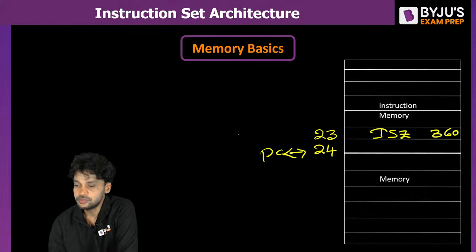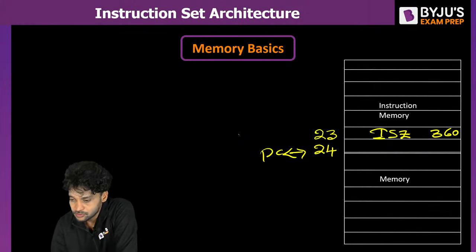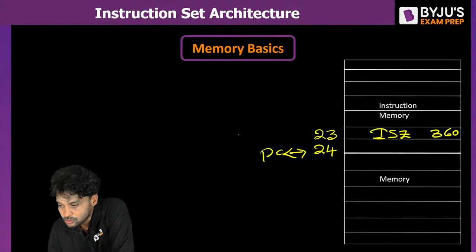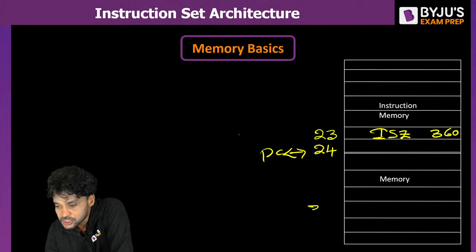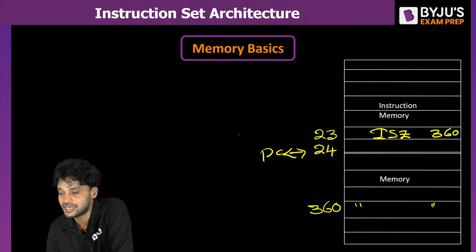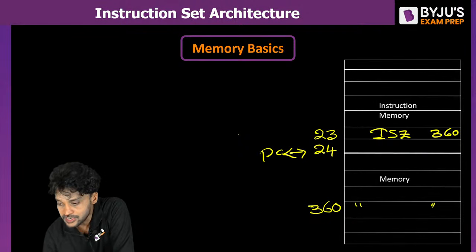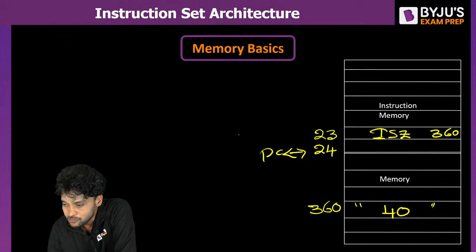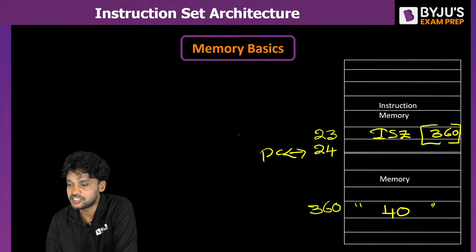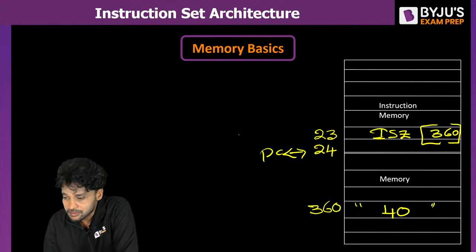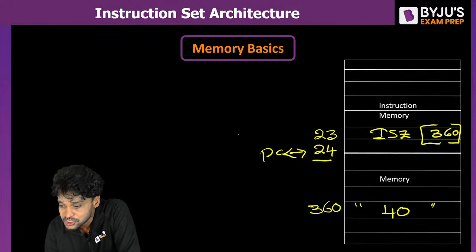During the ISZ instruction, we will go to the 360th location of the main memory. In the 360th location, we do have some content. There is a data element, a data operand. Let us say the data operand is 40. What we need to do is increment the memory value of 360. Right after incrementing, if the value equals 0, we need to skip the next instruction.